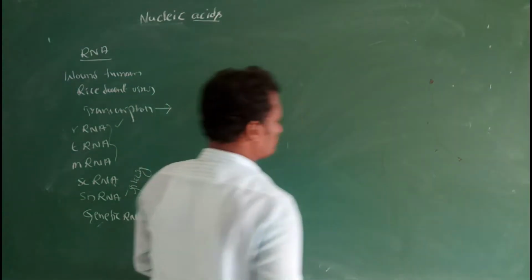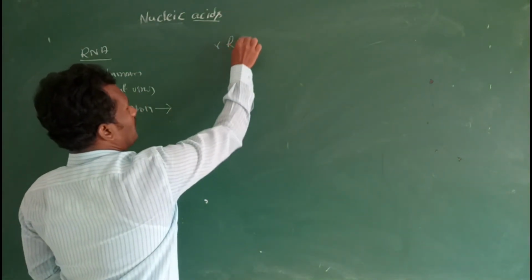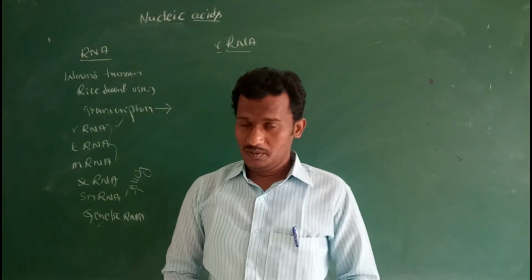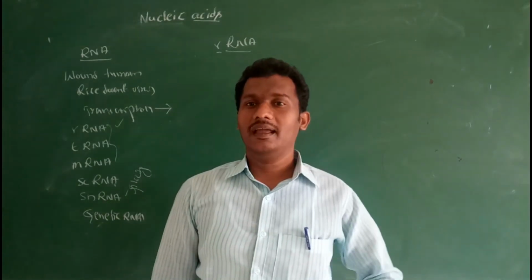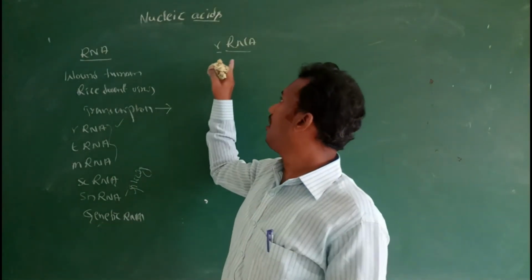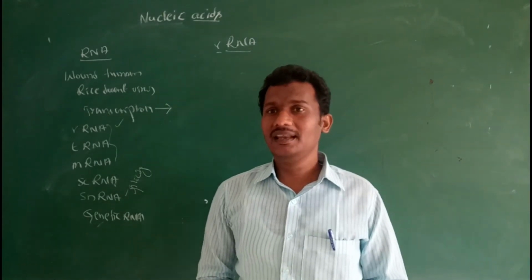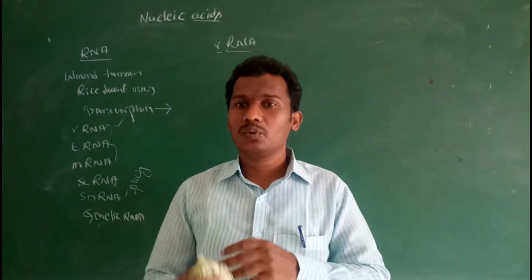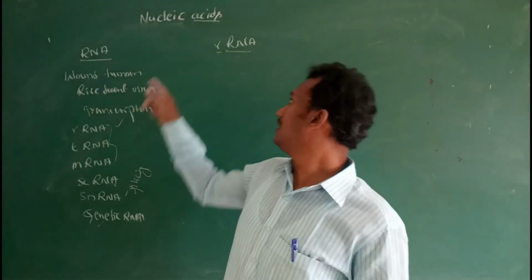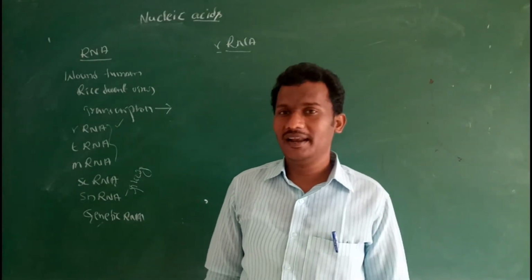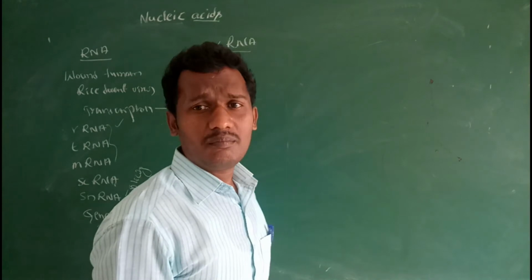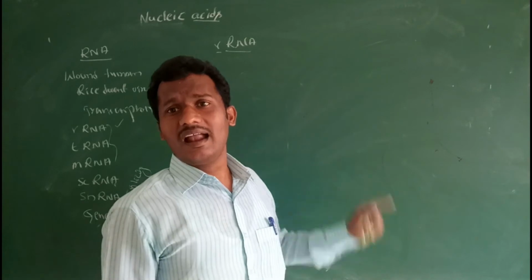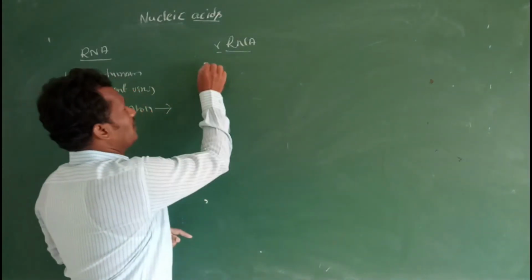Coming to the first one, rRNA. R means ribosomal RNA. Ribosomes are mainly constituted by proteins and rRNA. So rRNA is mainly present in ribosomes. These are coiled around the proteins in ribosomes. That's why it is known as rRNA, ribosomal RNA. It is the most abundant and highly stable RNA.